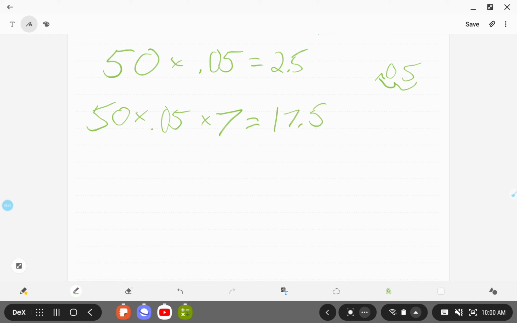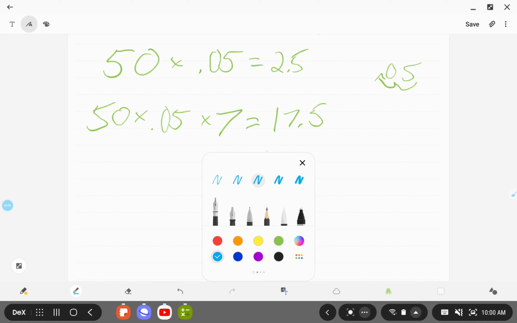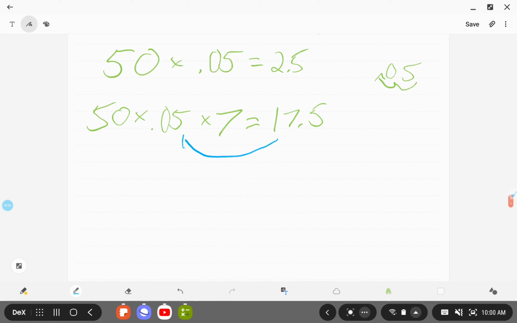That's based on the percentage, and it's based on the years, right? So that's not the final amount of money that they have, because the original amount of money was $50. So the final amount of money that they have would be 50 plus 17.5. So 67.50.